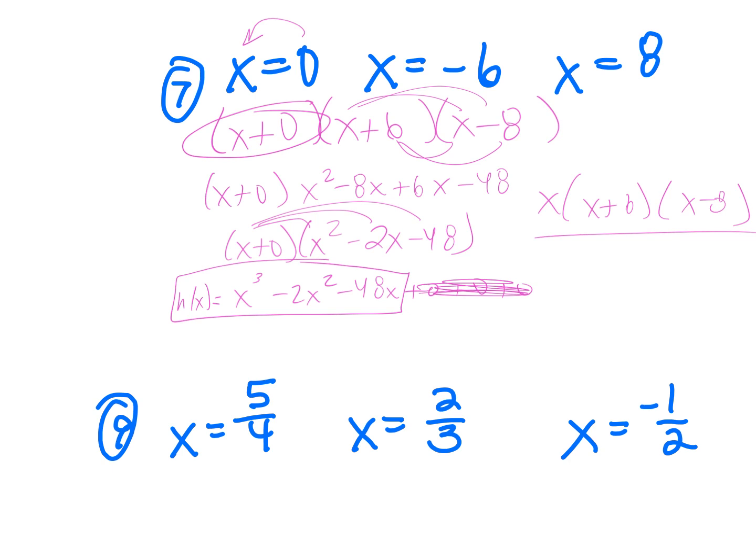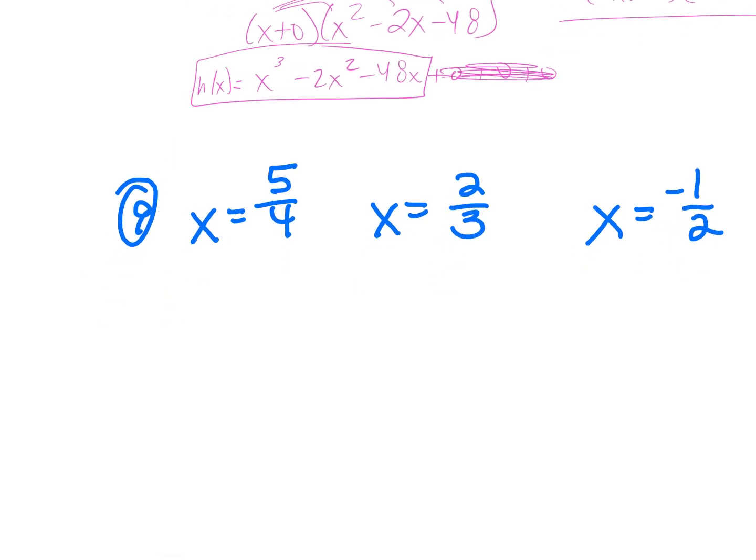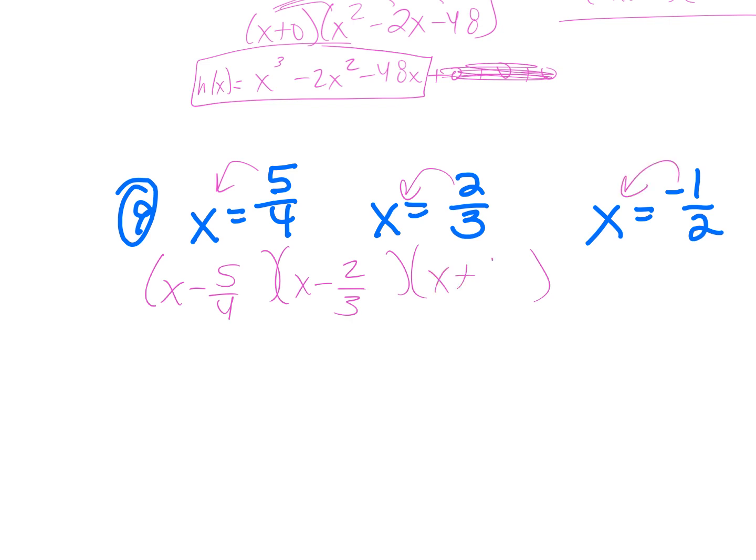All right, 2 more, and then we're done. I'm going to do 9, just because it's right underneath. This problem, the only thing that makes it a little more difficult is you just have bigger numbers. But I have 3 answers. My 3 answers are 5/4, 2/3, and negative 1/2. So when I write x, this becomes minus 5/4. This becomes minus 2/3. This becomes plus 1/2.